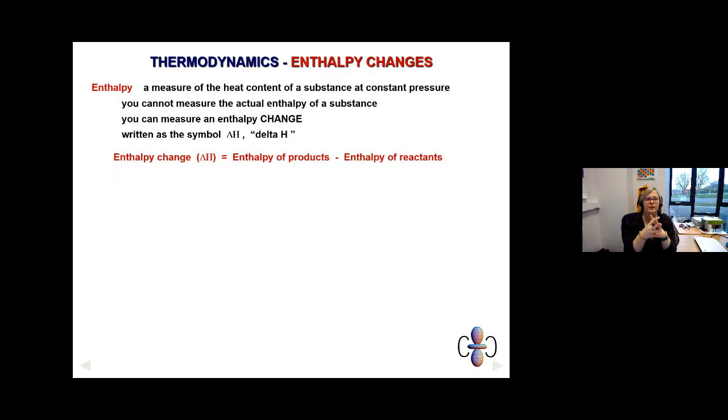Right, so enthalpy changes. It's a measure of heat content of a substance at a constant pressure. You cannot measure the actual enthalpy of a substance. You can measure an enthalpy change, however. So it's written, as I already said verbally, as the symbol triangle, delta H. So the enthalpy change of any reaction is the enthalpy of the products, take away the enthalpy of the reactants.